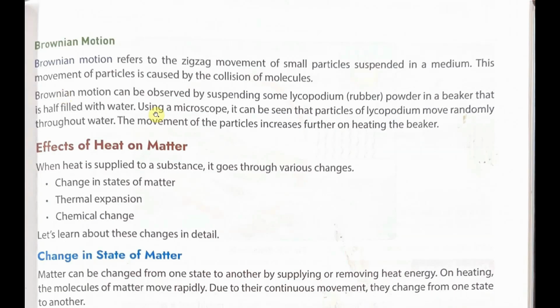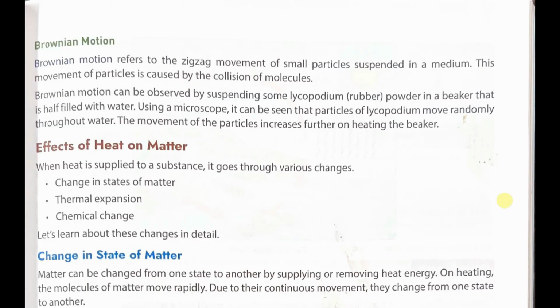Brownian motion. Brownian motion refers to the zigzag movement of small particles suspended in a medium. This movement of particles is caused by the collision of molecules. Brownian motion can be observed by suspending some lycopodium or rubber powder in a beaker that is half filled with water. Using a microscope, it can be seen that particles of lycopodium move randomly throughout water. The movement of the particles increases further on heating the beaker.